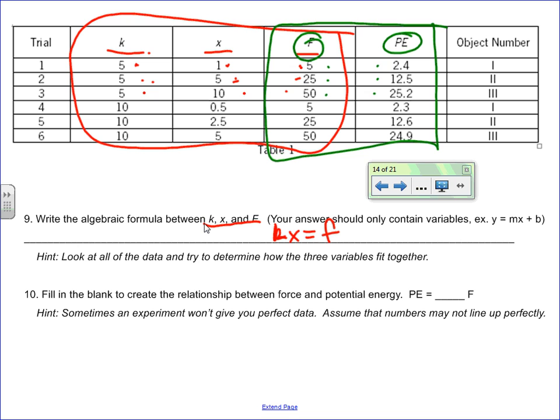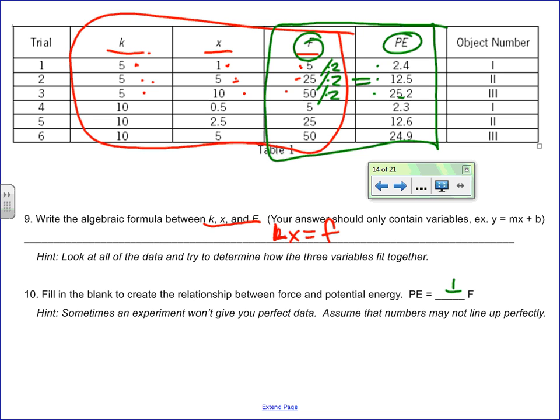F divided by 2. Excellent. So you're saying 5 divided by 2 equals 2.4? Right, because it actually equals 2.5, but it's really close. It's close enough that it would not be a significant difference. The same thing's true for 25. 25 divided by 2 is 12.5, which is very close to 12.5. 50 divided by 2 is 25, which is very close to 25.2. And the same would be true all the way down.